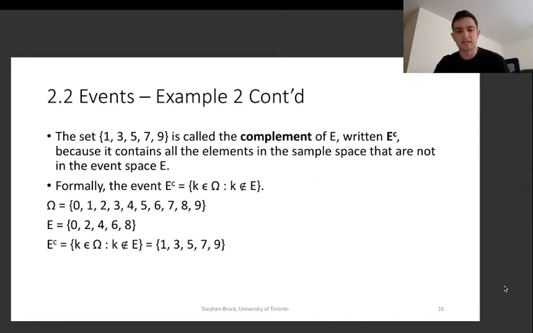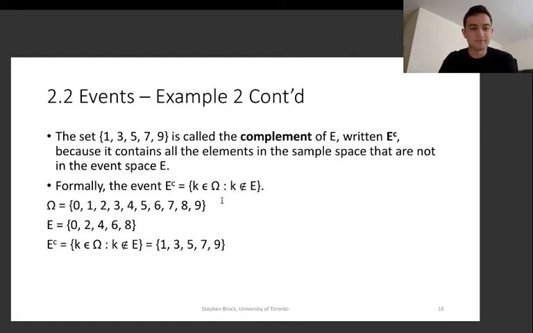So this set actually has a special name. This is called the complement of E, written as E to the superscript C, because it contains all the elements in the sample space that are not in the event space. So formally, it's all the elements in the sample space that are not in the event space E. And formally, the event E complement is equal to every element k that belongs to the sample space such that the element does not belong to the event E.